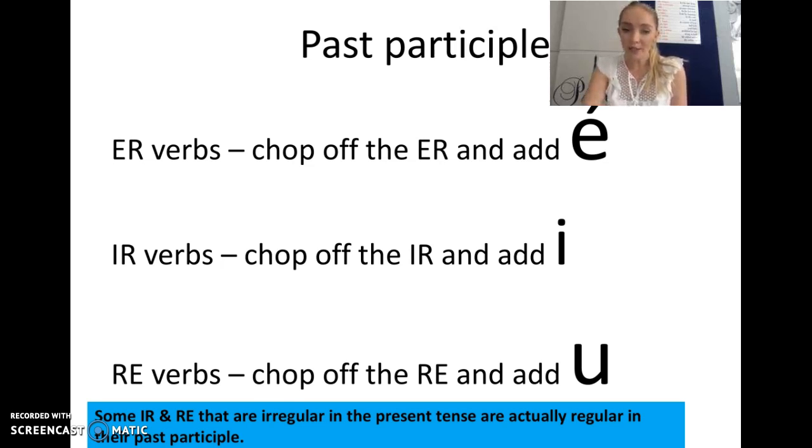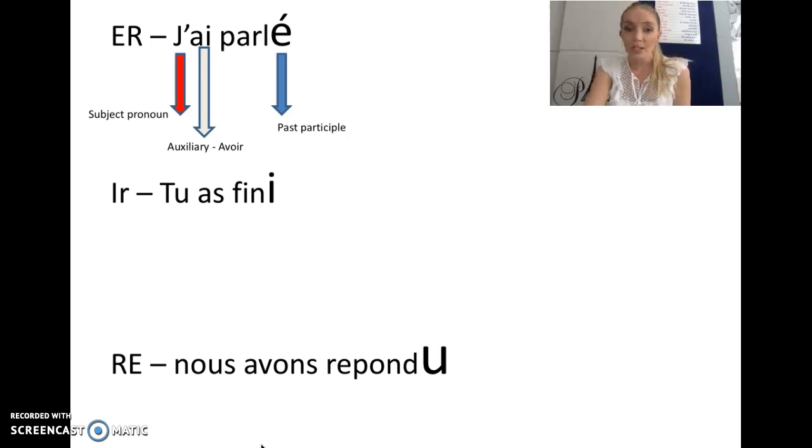There's a little blue box down the bottom here that says that sometimes they're irregular in the present tense but then actually become regular in their past participle. Don't get too hung up on that. Just learn them as they are. So what does that actually look like?